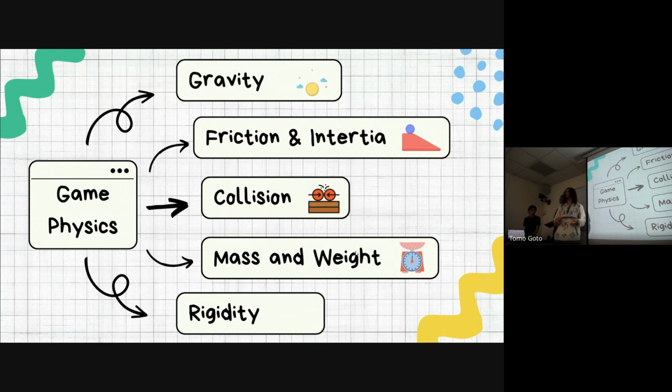Collision: many times you're going to use this concept to move other objects using the energy of the original one. The mass and the weight: you can make drawings or objects in many different shapes, and you can add weight to them by making them either bigger or smaller. And rigidity: this means that all the objects that you make are going to be rigid. That means, for example, that you cannot use springs or any other elastic kind of materials.